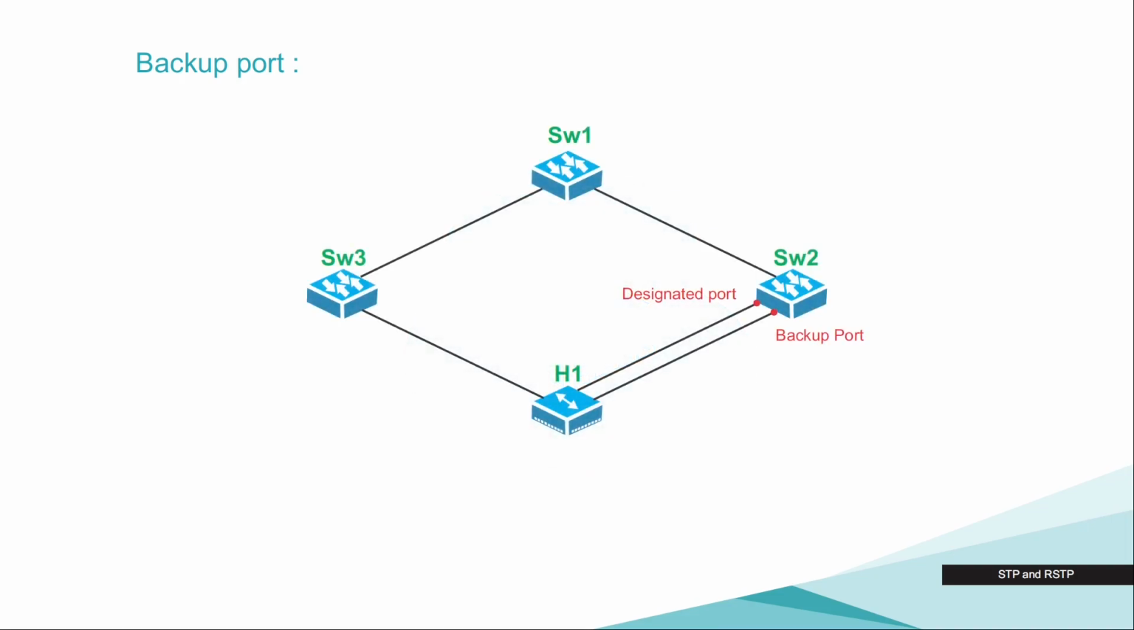So when we are using a hub in our network, similar to our topology here, we have hub 1. Hub 1 has a redundant link. In that case, one port will be the designated port and the other port will be the backup port. In case the designated port fails, the backup port can take over without any delay.